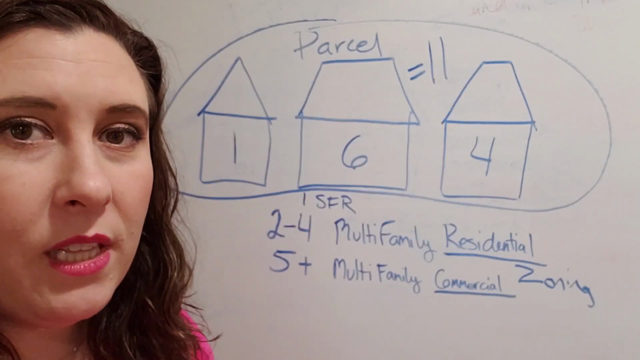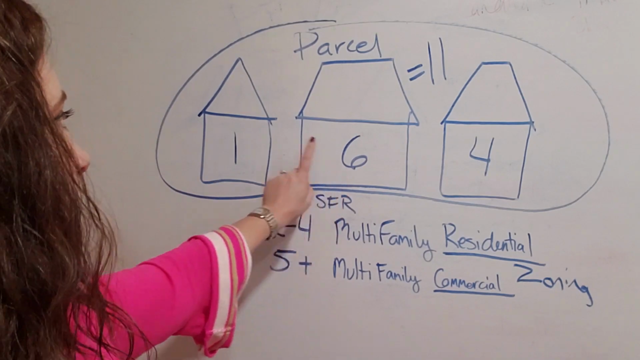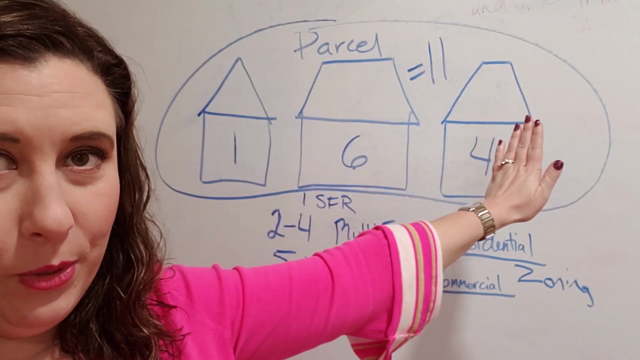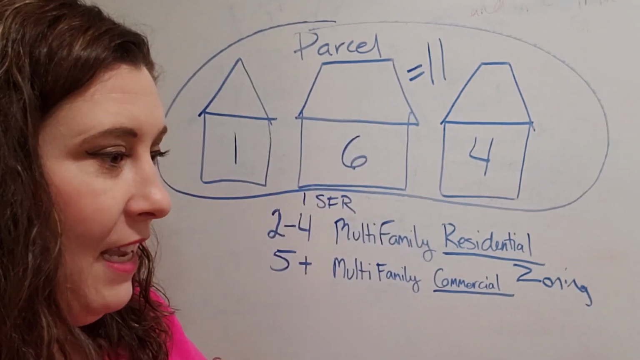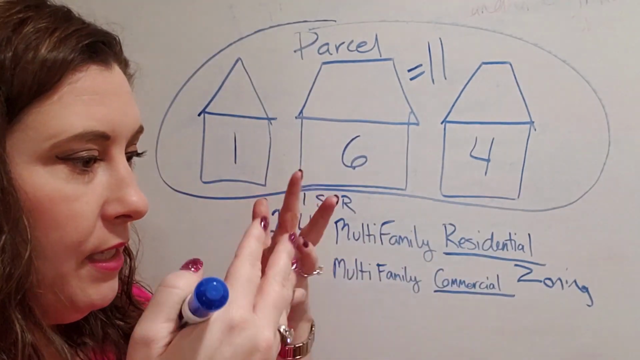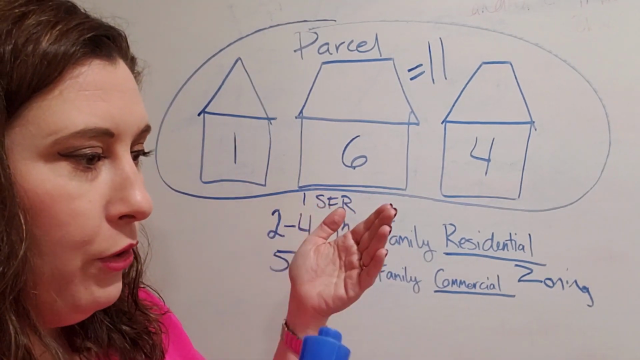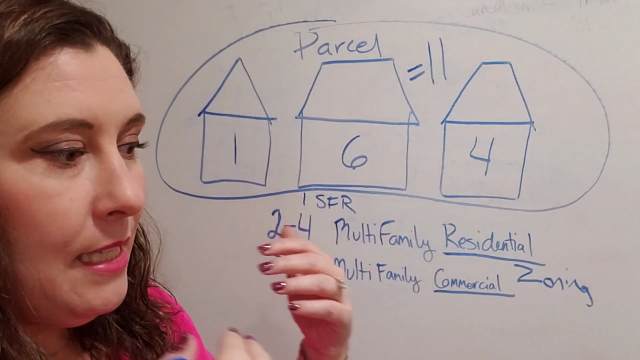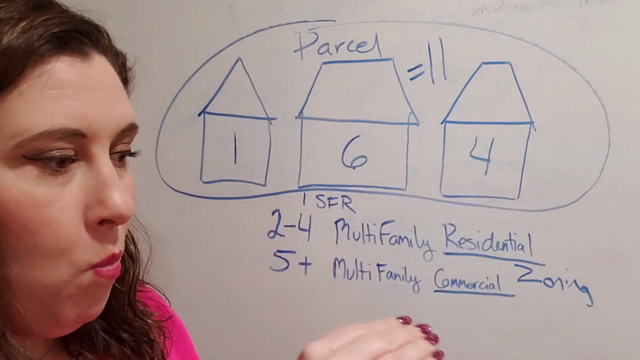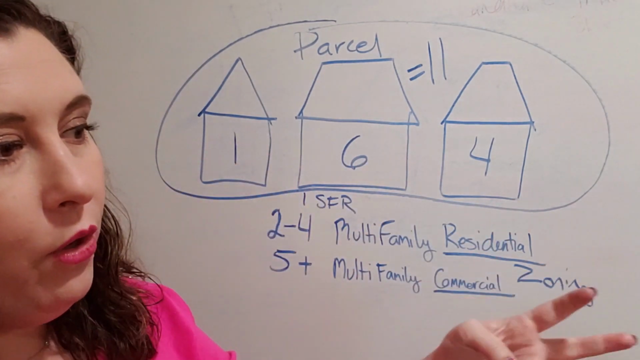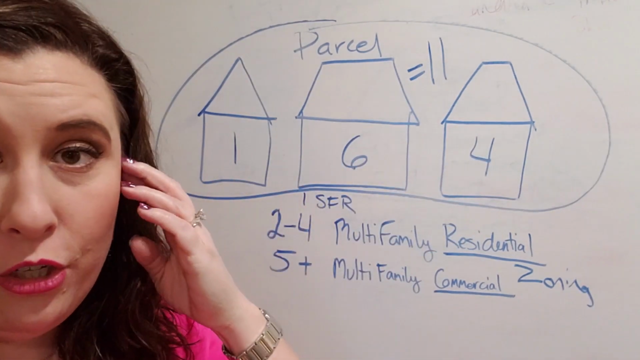Altogether, it equals 11 units. 6 and 4 is 10, and the house makes 11. All on the same parcel. So when you look at this parcel ID, it says building number 1 is a 3-bedroom, 2-bath house. Building number 2 is a 6-unit, 2-bedroom, 1-bath each. And building number 3 is a 4-unit with 2 bedrooms and 1 bath each.